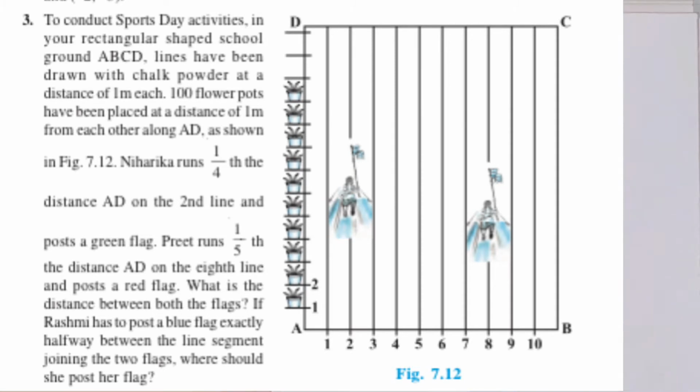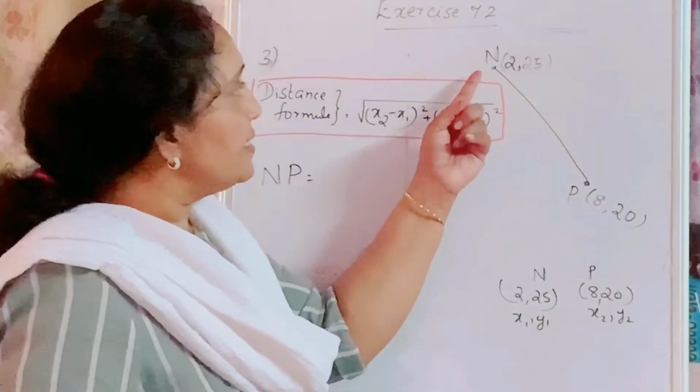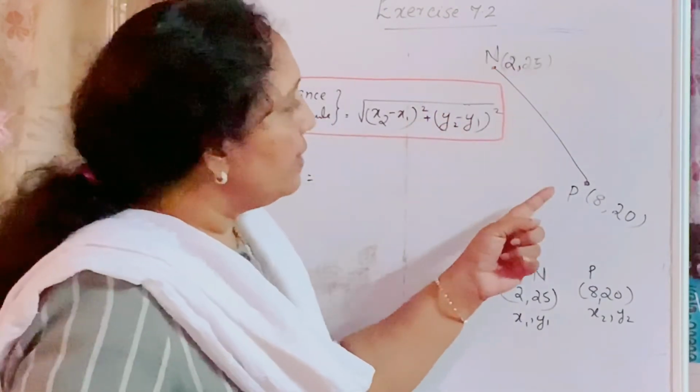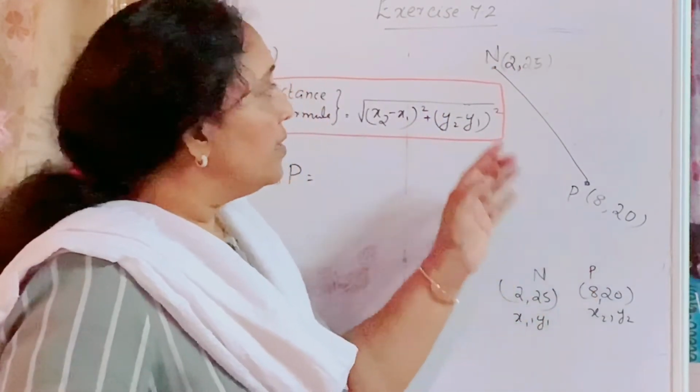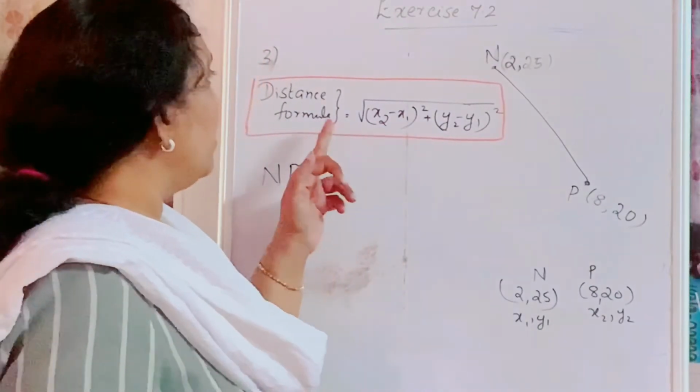Similarly, Preeti runs 1/5 distance of AD. That means she runs 1/5 of 100, that means 20 meters, on the 8th line and posts a red flag. And the coordinates of the flag posted by Preeti are 8, 20. Here we got the points. N is 2, 25 and P is 8, 20. Now find the distance between these 2 points using the distance formula.